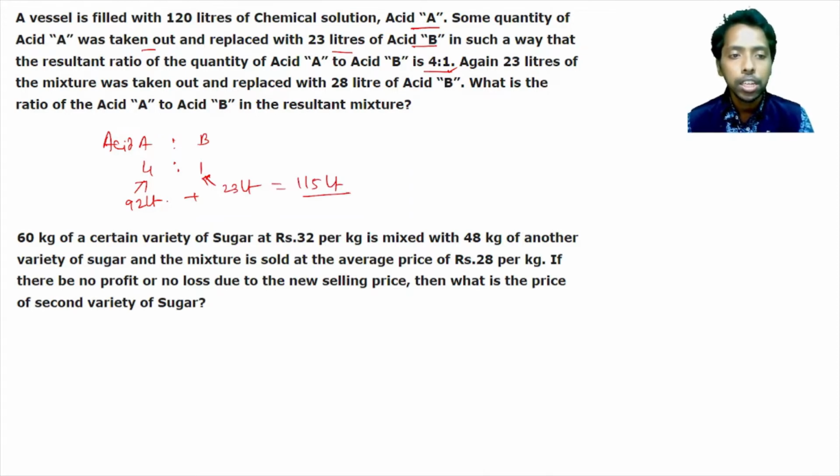So that means initially 120, something removed and then replaced with 23 liters of acid B, and here you can see 120 and 115, a 5 liters difference. That means 23 liters replaced. So initially what's the quantity taken out from the container as acid A? That is not 23 but 28. 28 first removed, then add 23 liters of acid B. Then again 23 liters of mixture taken out. So 92 liters is the mixture right now.